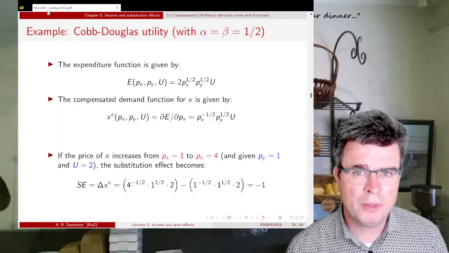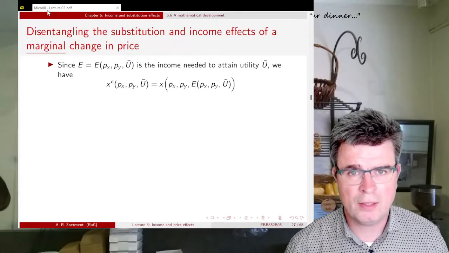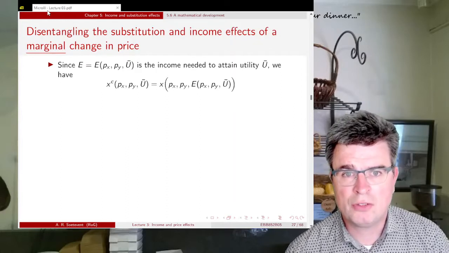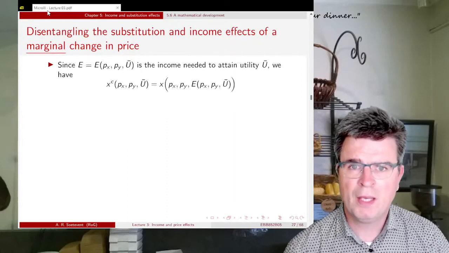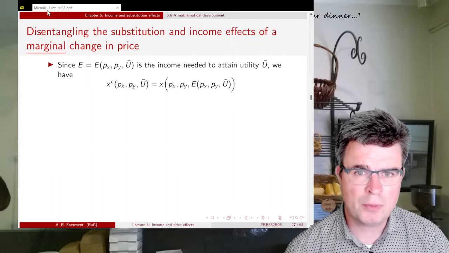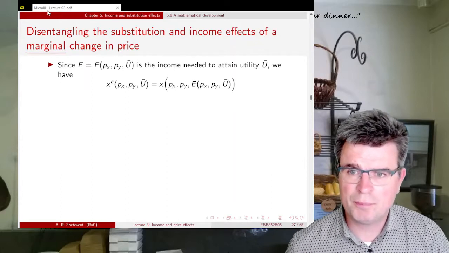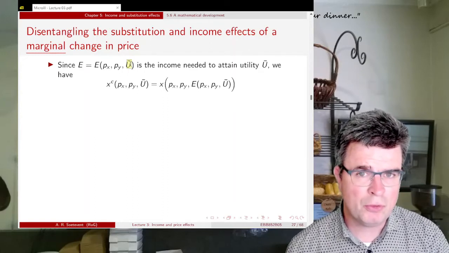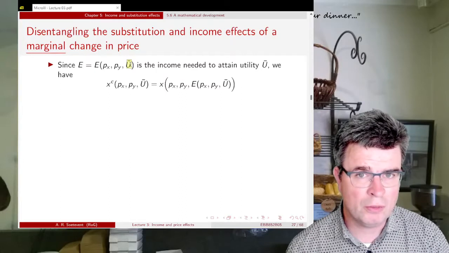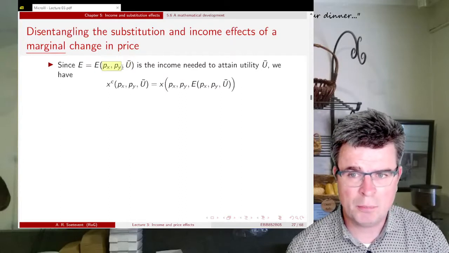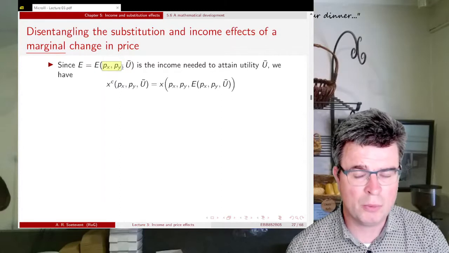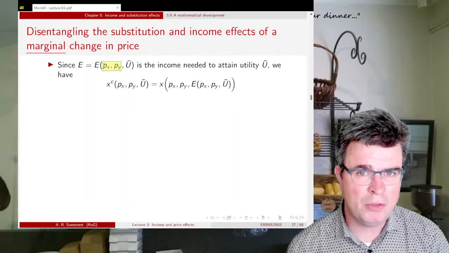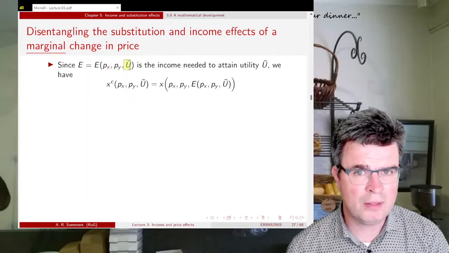Next, what we're going to do is to disentangle the total effect into a substitution effect and an income effect when the price change is only marginal. It's very small. And in order to do that, we start out with the definition of the expenditure function. So the expenditure function tells us that given that we want to attain a utility level U bar, and given that the prices of good X and good Y are equal to Px and Py, what are the minimal expenditures that we need to make in order to attain that utility level?